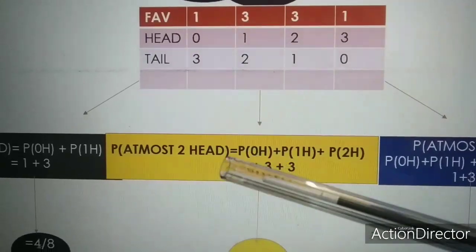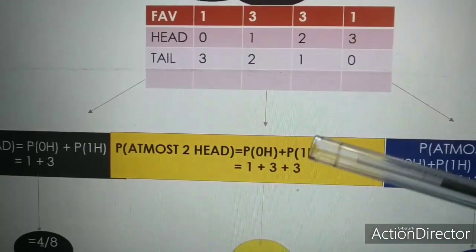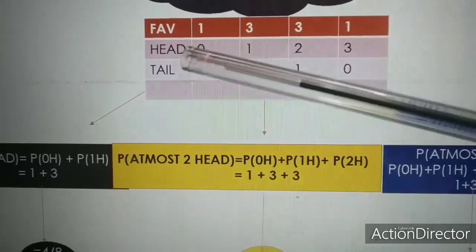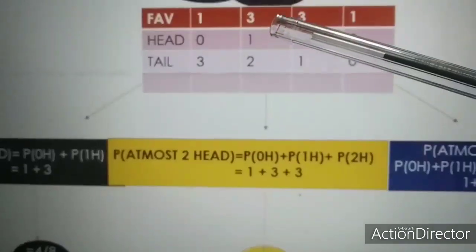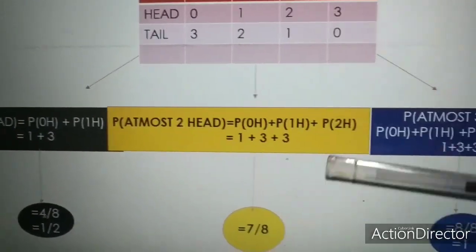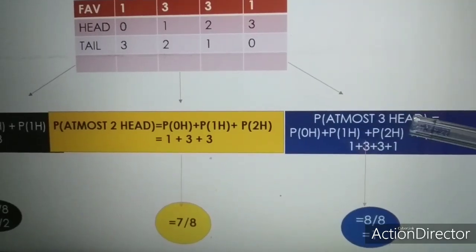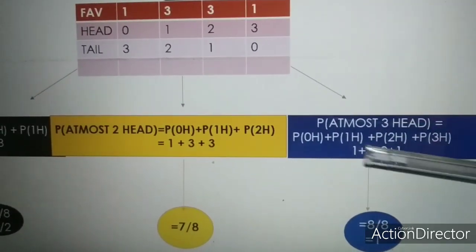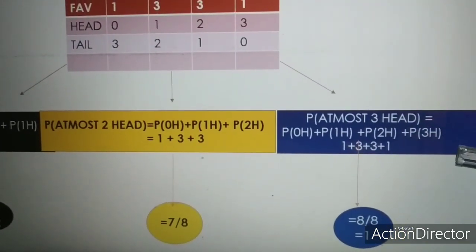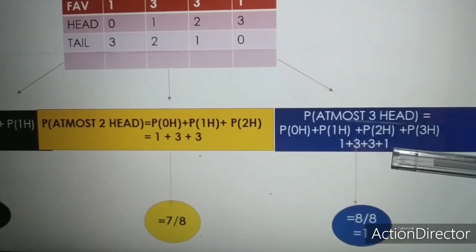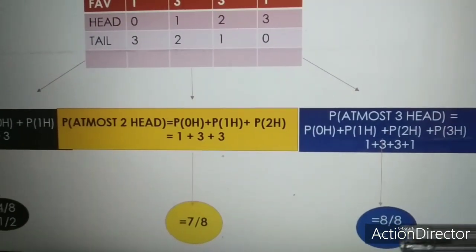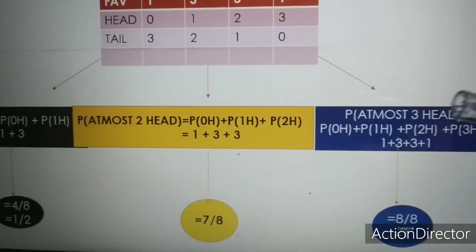Now coming to at most 2 heads. At most 2 heads means I can have 0 heads, 1 head and 2 heads. So the favorable outcome for 0 heads is 1, for 1 head is 3 and for 2 heads is 3. So my answer will be 7 upon 8. Now coming to at most 3 heads. At most 3 heads means I can have 0 heads, 1 head, 2 heads and 3 heads. So write down the favorable outcomes over here. It is 1 plus 3 plus 3 plus 1. So my answer will be 8 upon 8 which is equal to 1.